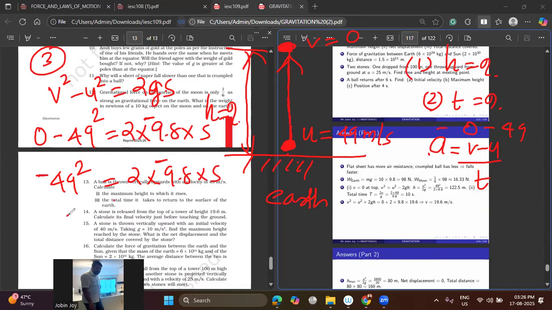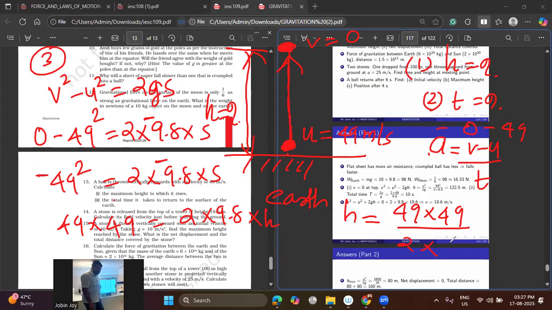So 49 into 49 is equal to 2 into 9.8 into h. I am replacing this s with h because we are calculating the height. So h is equal to 49 into 49 divided by 2 into 9.8.